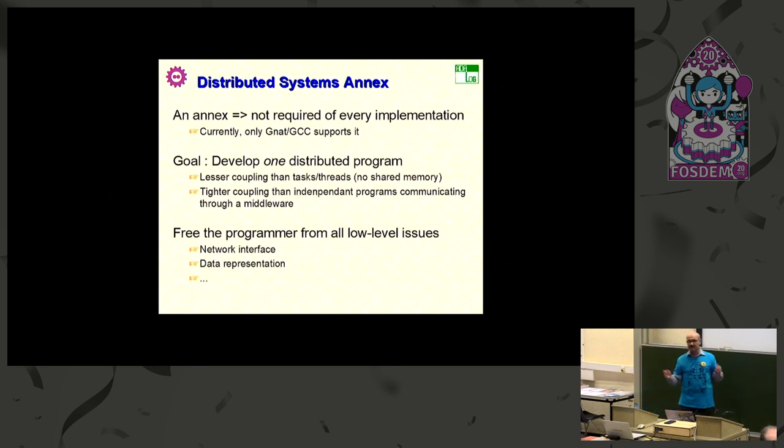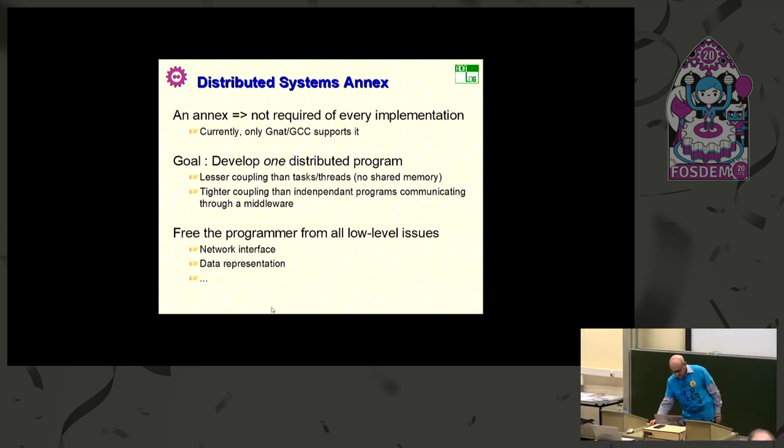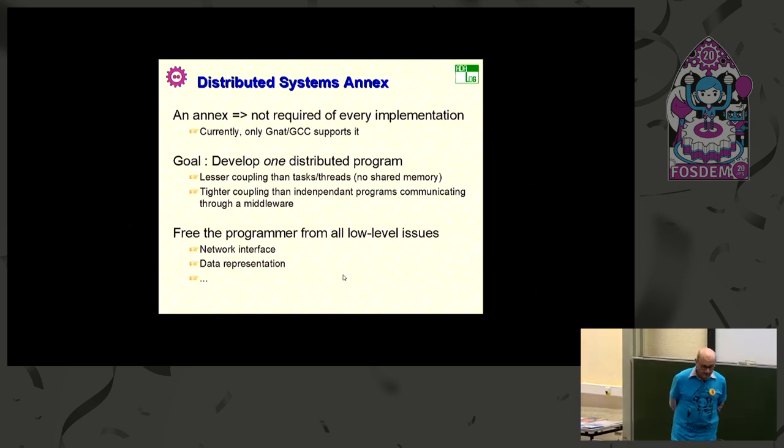You know, distributed systems that work with several executions concurrently may have different levels of coupling. You have tasking when it's inside a single program with shared memory. Then you have the distributed systems annex, where it is a single program which is split over several computers. And then you may have different programs communicating over the network. So here, it's a single program. So we'll see it keeps all strong typing and all the checks that you can have, but still running on several machines. And the goal of the annex is to make the programmer concentrate on the problem and be freed from all the nasty details of networking, communication, differences in representation, and all those problems that plague distributed programs.